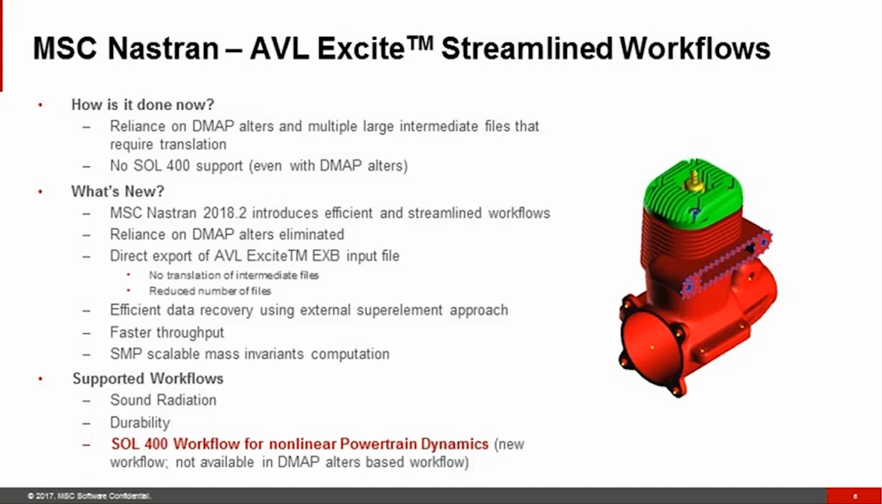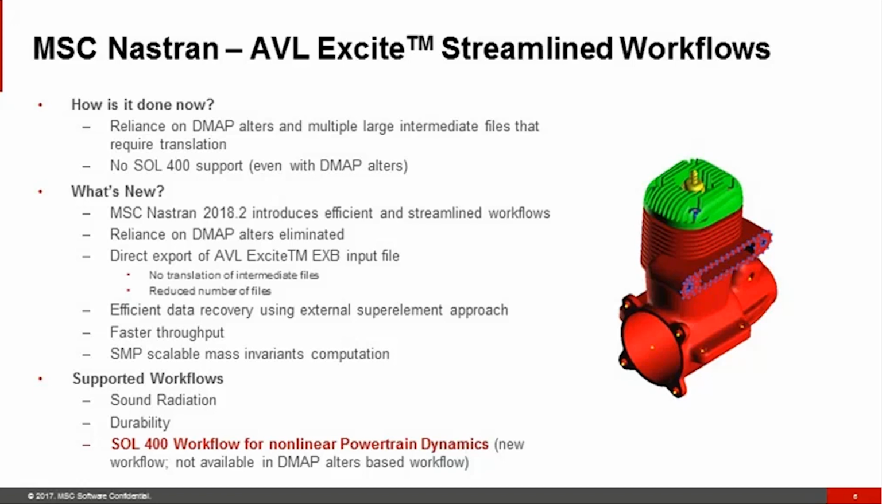So what we did in MSC Nastran 2018.2 is create an efficient and streamlined workflow to directly export the .exp file, which is an input file that the AVL Excite program can read in. There's no requirement of using DMAP alters anymore. MSC Nastran does this automatically. There's no need to create a large number of intermediate files. I will show some benchmark data which will show how the files generated are really small in size now, and the whole workflow is much faster as well.